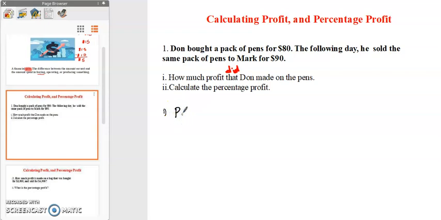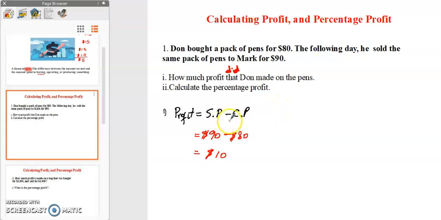So in this case, profit would be equal to the selling price, SP, minus the cost price. That would be how you calculate the profit. In this case, the selling price would be $90 because that's what he sold the pack of pens for, right? $90 minus the cost price. How much did it cost him? It cost him $80, which means the profit is the difference between $90 and $80, which is $10.